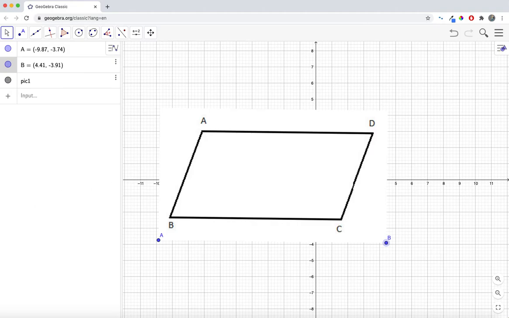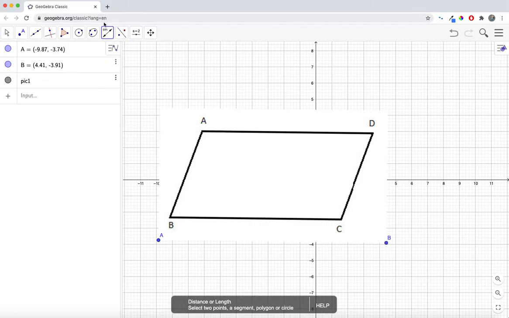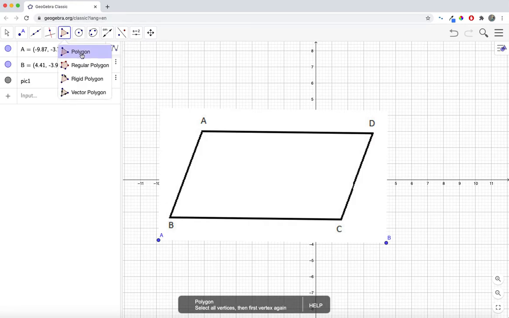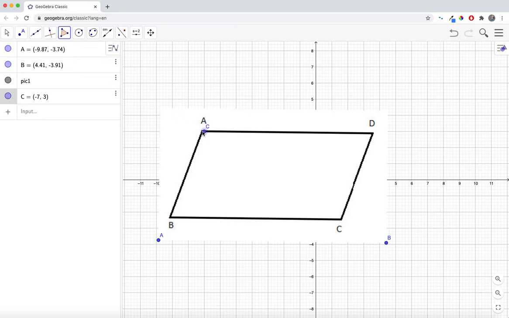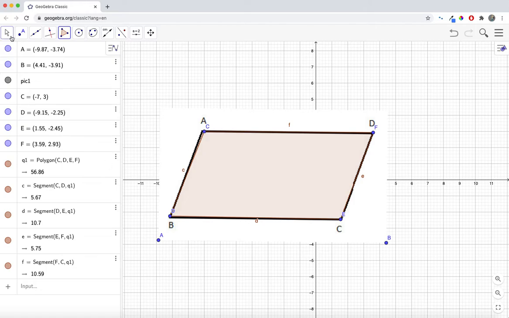Now, the first theorem says opposite sides of a parallelogram are congruent. So opposite sides would be like AB and DC or BC and AD. So what we're going to do is get our distance tool. Oh wait, first I'm going to define the polygon. So I'm going to go like this, and it's going to give us different letters, but that's okay. Okay. So I made this polygon. I'll click on this tool to make sure it lines up pretty close.